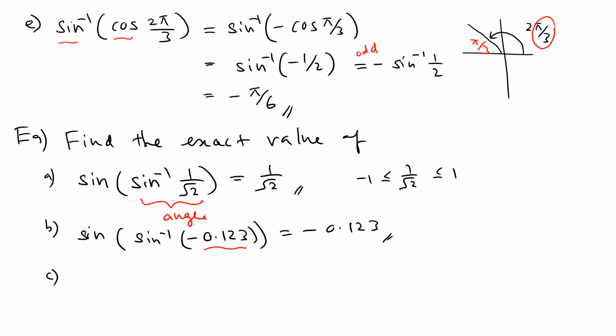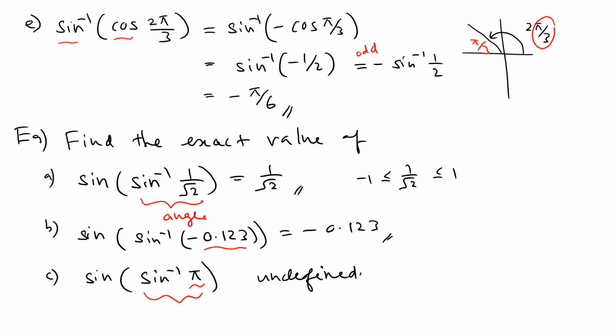And then as the last one, let's say sine of sine inverse pi, something like this. You can see that pi is not inside that interval. That means sine inverse pi is not defined. There's no angle that gives sine inverse pi. So this is undefined.